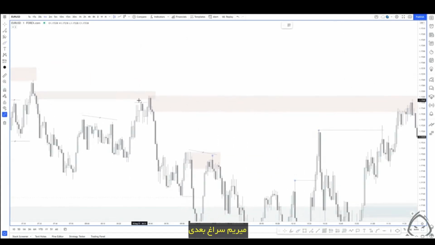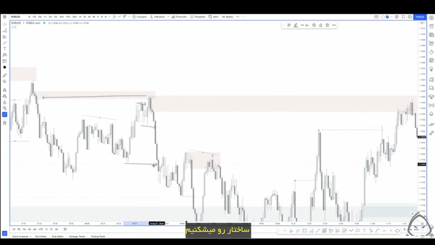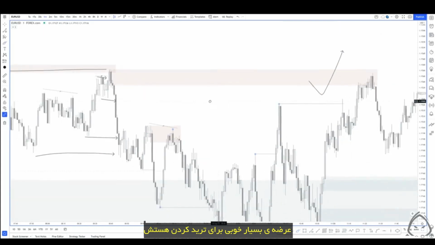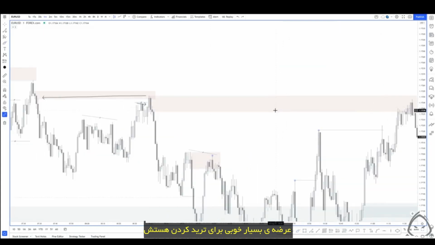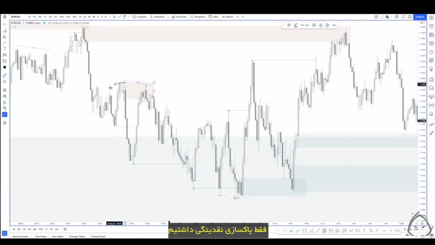We move on to the next one. We take liquidity, we mitigate a previous supply zone, we break structure, we break structure, we break structure. Very great looking supply zone to look for future trades to be taken. Move on to this one. This one does not mitigate anything. We just sweep liquidity, tap in.